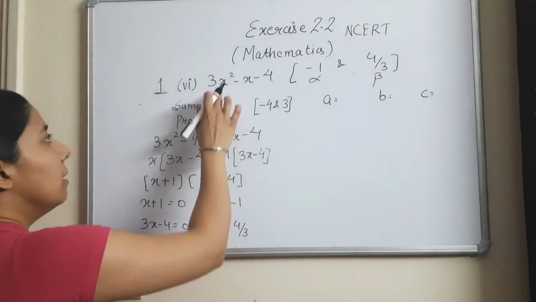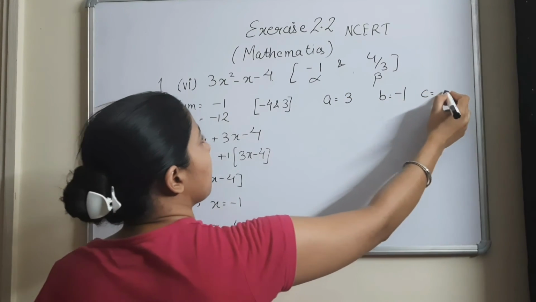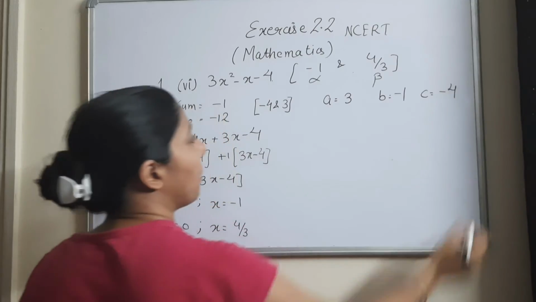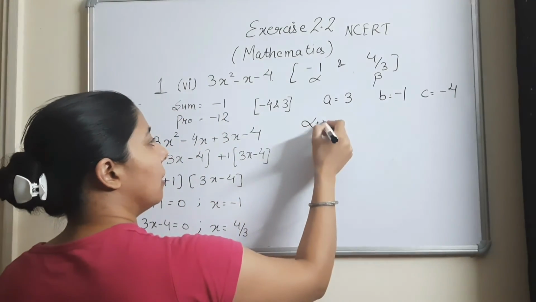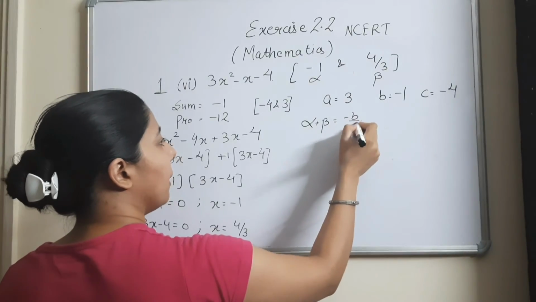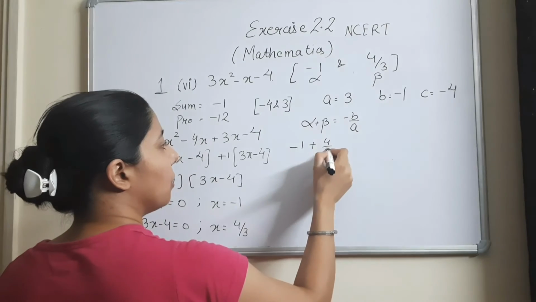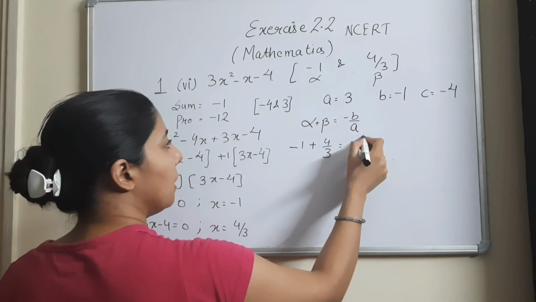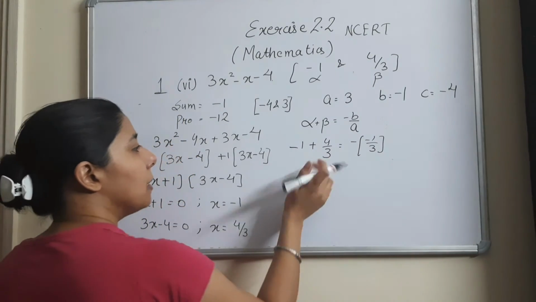A is the coefficient of x square, that is 3, b is the coefficient of x, that is minus 1, and c is minus 4. Now we will write alpha plus beta is equal to minus b by a. What is alpha? Minus 1 plus 4 by 3. What is b? Minus 1 by 3. Fine.